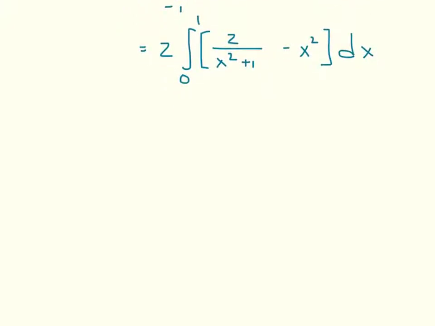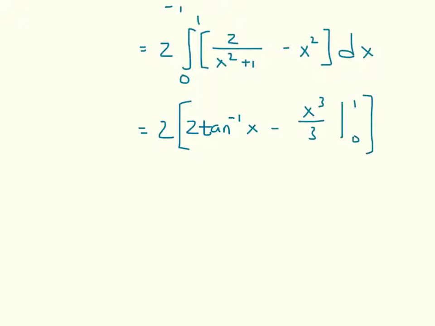Okay, let's take some antiderivatives and see what happens. Antiderivative of 1 over x squared plus 1 is tan inverse, or arctan, so I'm going to get 2 tan inverse of x. And the antiderivative of x squared is x cubed over 3, plugging in 0, plugging in 1, and subtracting.